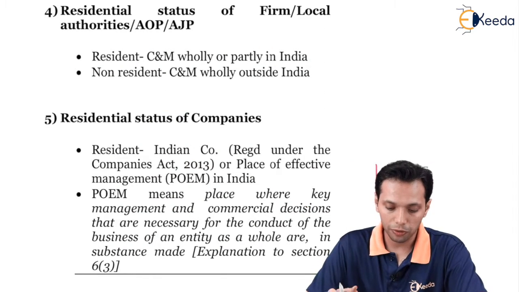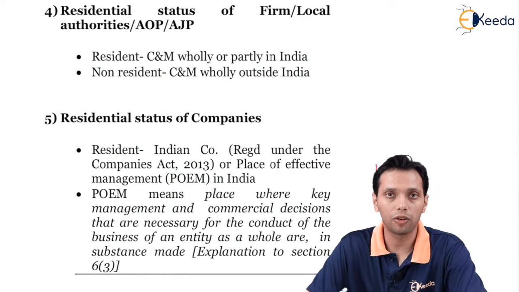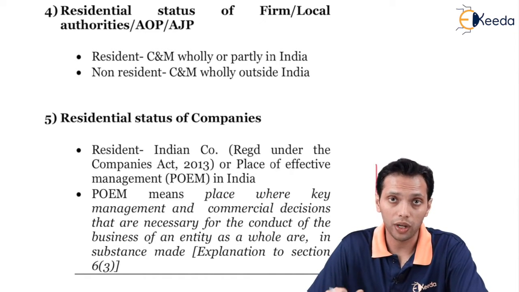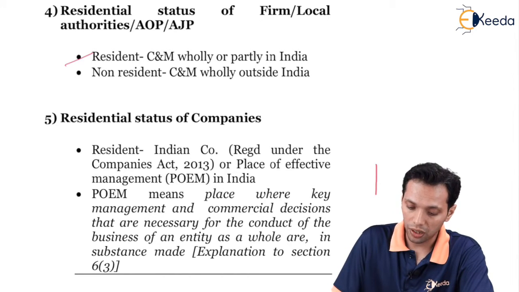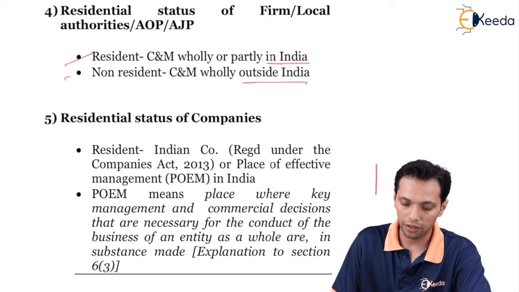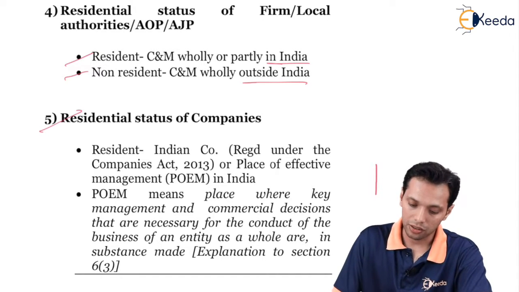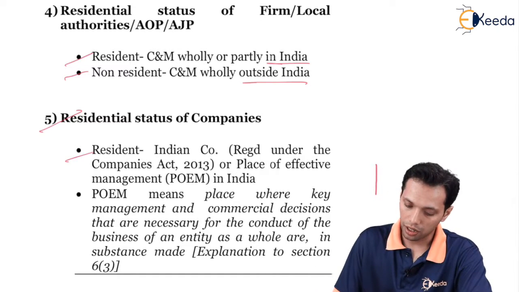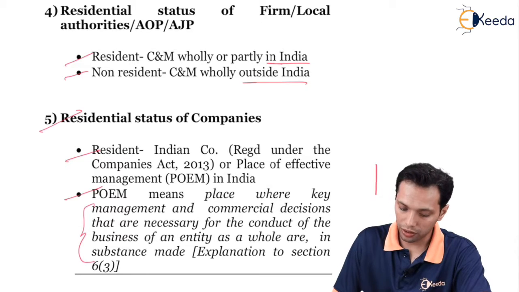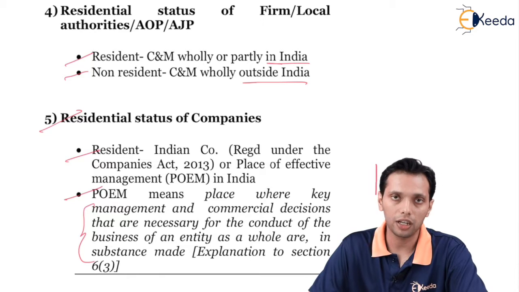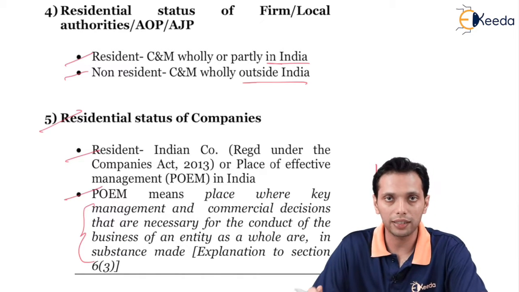Now, the residential status of the firm, local authorities, AOP and AJP, we have already covered under subsection 3 or subsection 2 and subsection 4. So, control and management, if wholly or partly in India, then resident; wholly outside India, then non-resident. For the residential status of a company, it should be an Indian company, or POEM should be in India. That is what has been stated over here along with the definition. So, if it's an Indian company, it would be resident. If POEM of a foreign company is in India, then it would be treated as a resident of India.